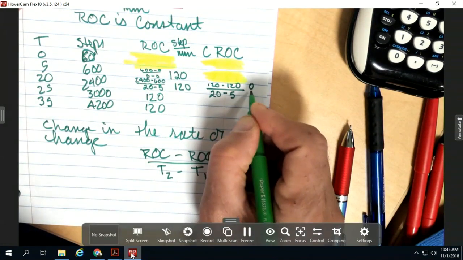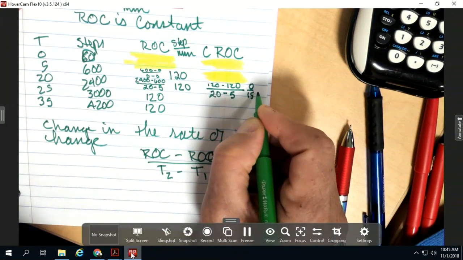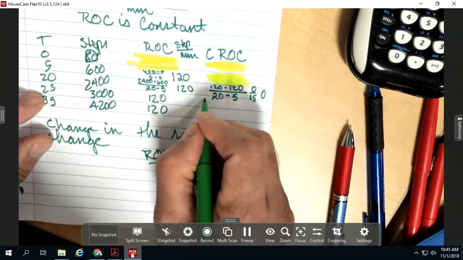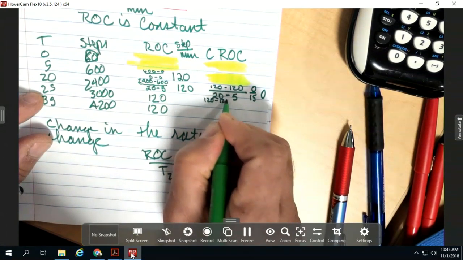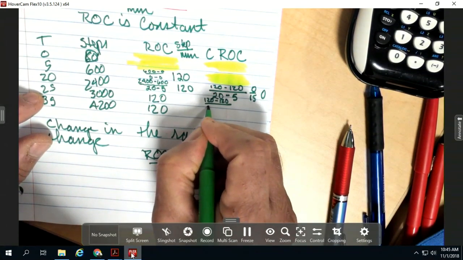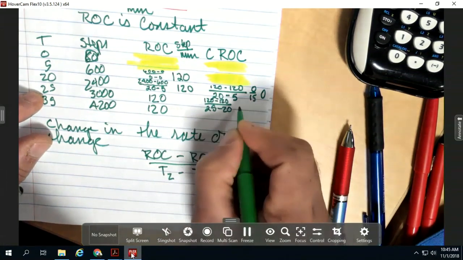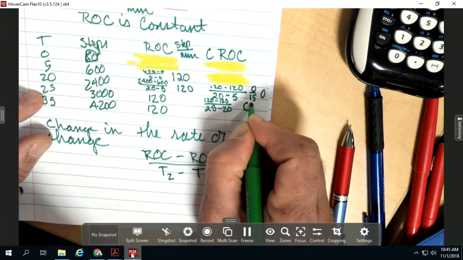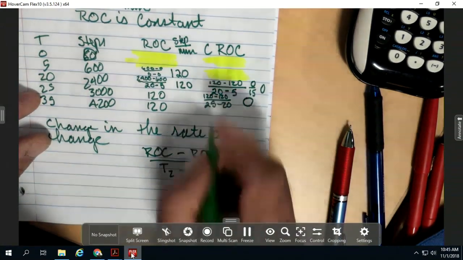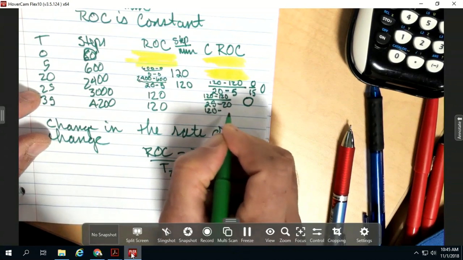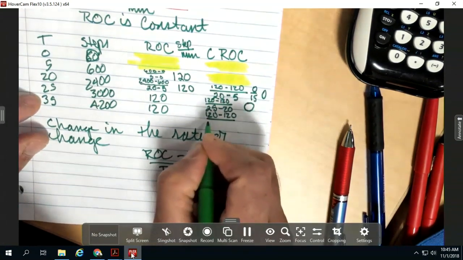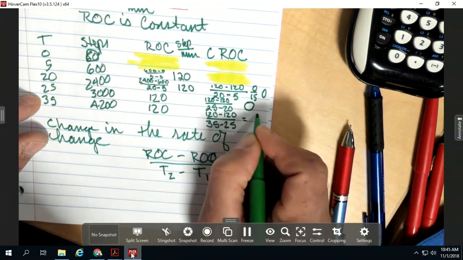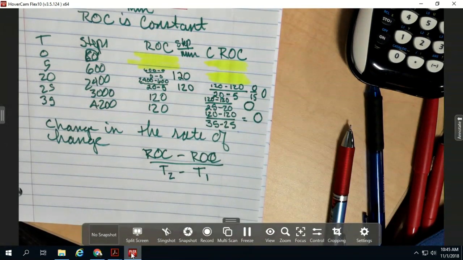Zero divided by 15 is 0. Next one down: 120 minus 120 divided by 25 minus 20. What do we get? 0, correct? Last one: 120 minus 120 divided by 35 minus 25 is 0. Got it?